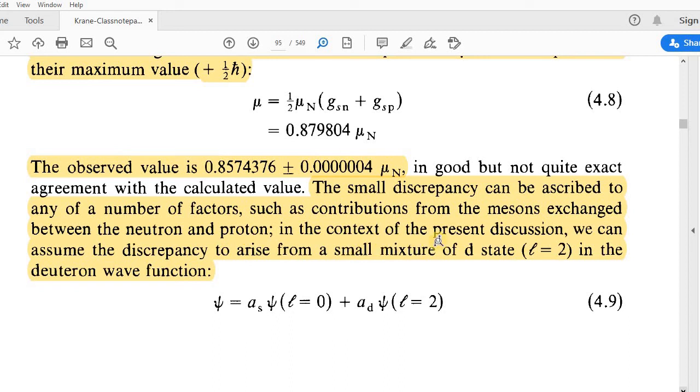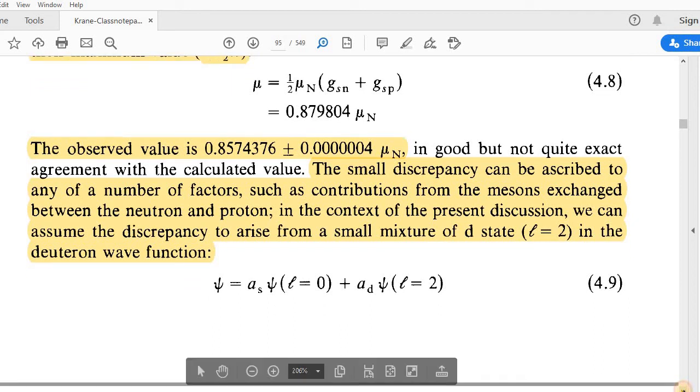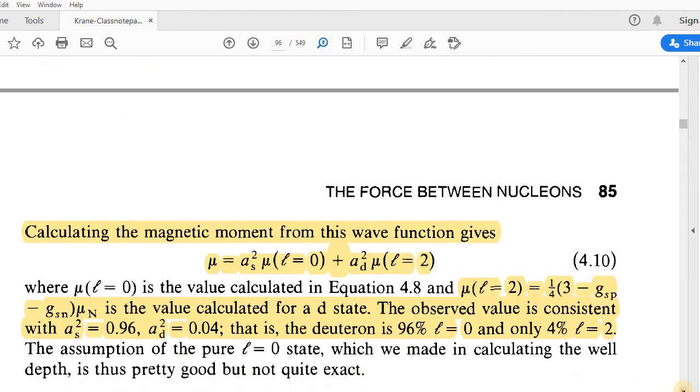In the context of the present discussion, we can assume the discrepancy to arise from a small mixture of these states, L equal to 2, in the neutron wave function. Psi equal to AS psi for L equal to 0 plus AD psi for L equal to 2. So we are assuming that there is a mixture of these states in the neutron wave function.